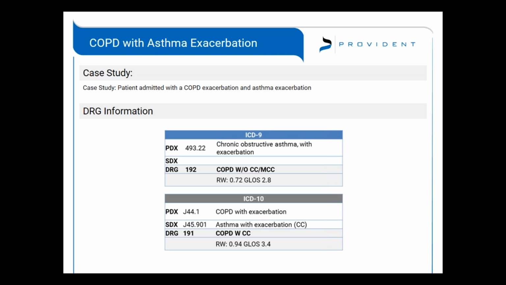However, in ICD-10, the guidance is that if a patient comes in with COPD and asthma exacerbation, two separate codes are used. So you would code J44.1 and J45.901. This would put you in DRG 191. So just make sure that if a patient comes in with COPD and an asthma exacerbation, there are actually two codes that are needed, and you get a CC with that.